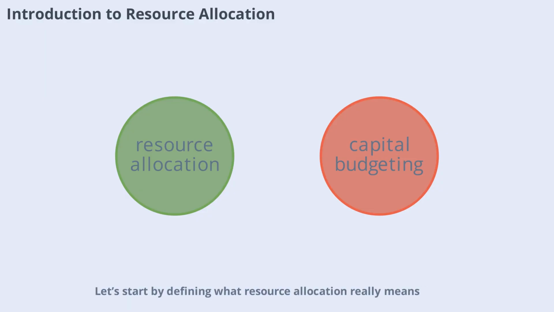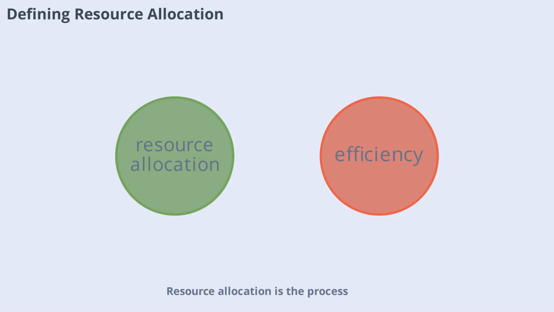Let's start by defining what resource allocation really means and why it's at the heart of every high-impact initiative. Resource allocation is the process of distributing available resources, like money, people, and time, across various projects or departments. It's about making smart decisions to ensure that every dollar and every hour is used where it can have the greatest impact. This process requires a clear understanding of your organization's goals and the potential return on investment for each initiative. By carefully considering where to direct your resources, you can drive growth, improve efficiency, and support innovation. Let's look at the key components that make up effective resource allocation.